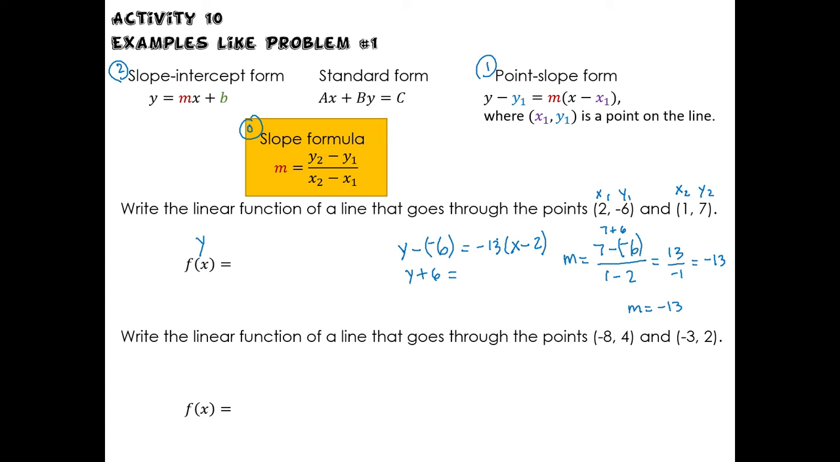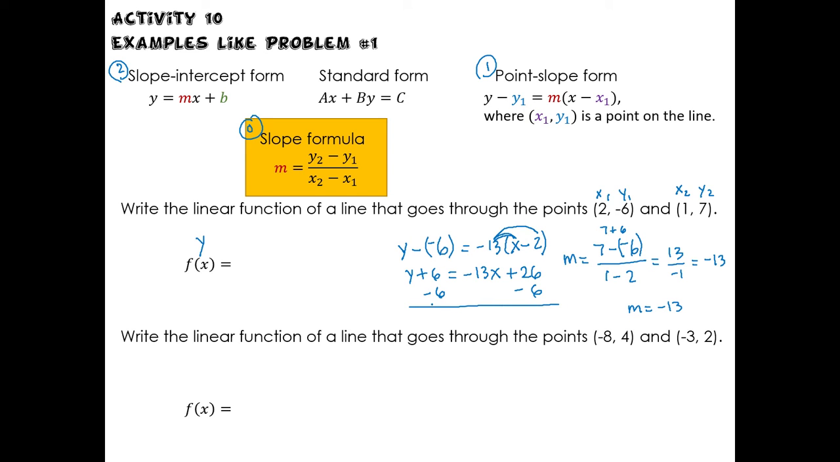Oh, you're right, it is distributive. So we're going to go with -13 times x, which is -13x. And then -13 times, remember we consider this to be like a -2, so -13 times -2 is +26. We're almost there, we just need to get rid of this +6. And the way we undo a +6 is we subtract 6 on both sides.